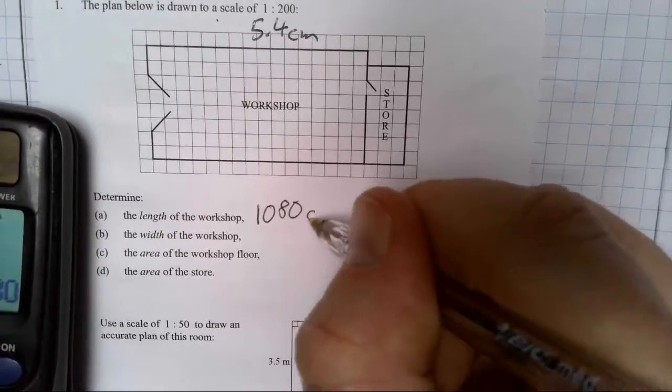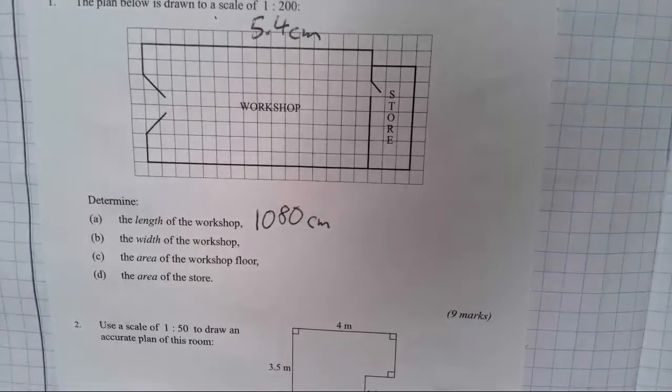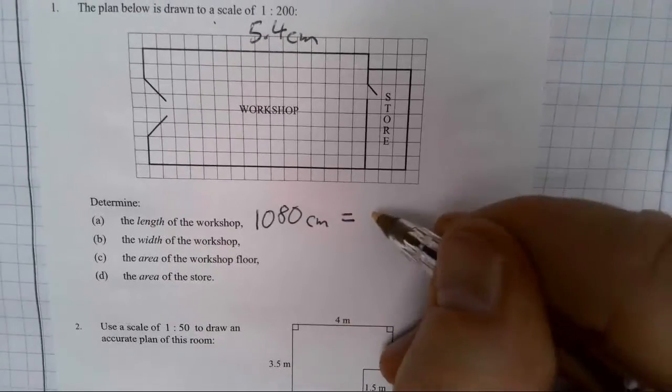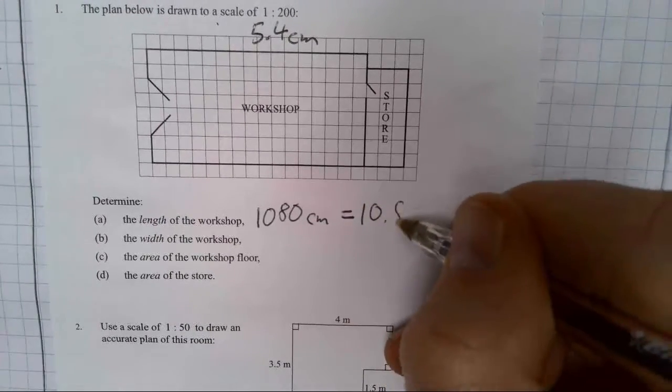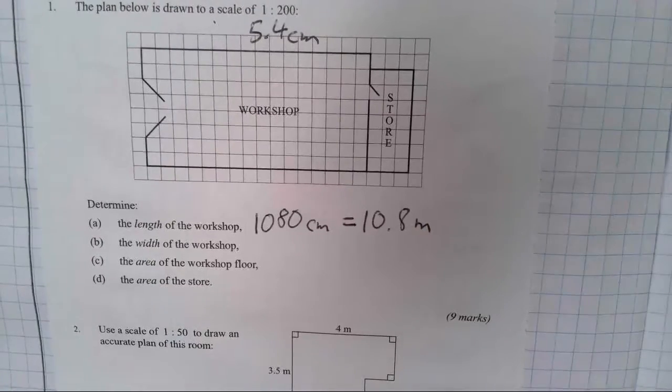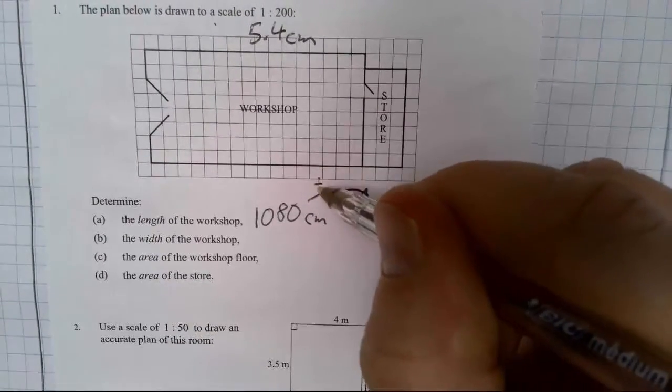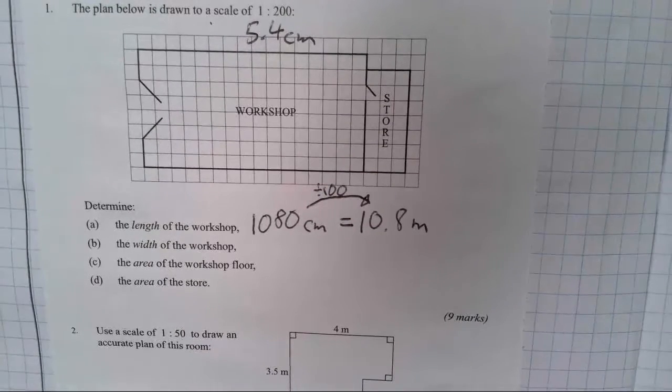So it's 1080 centimeters. But we want to convert that to meters. So that's the same as 10.8 meters. Because to convert from centimeters to meters, we divide by 100, because there's 100 centimeters in each meter.